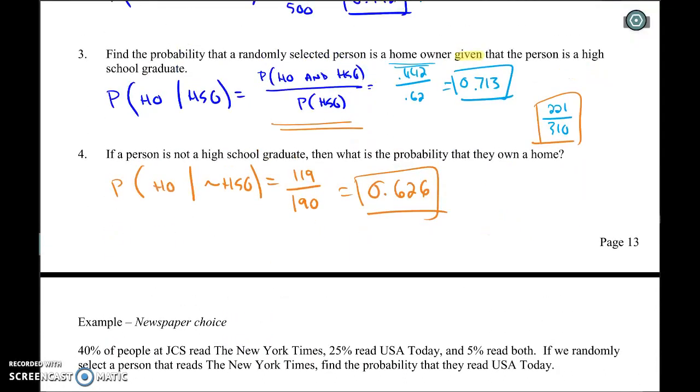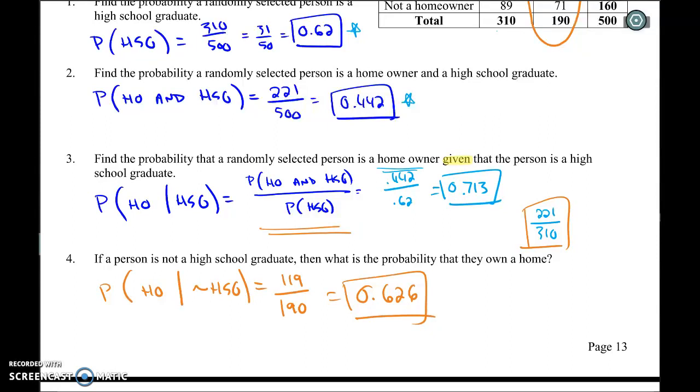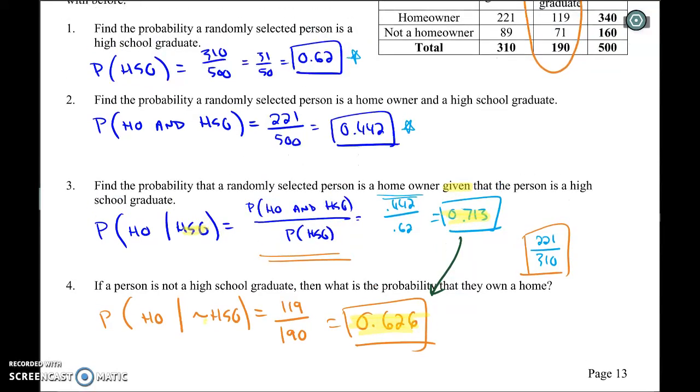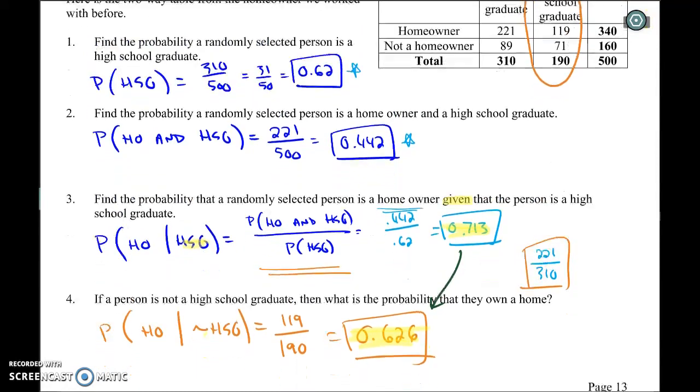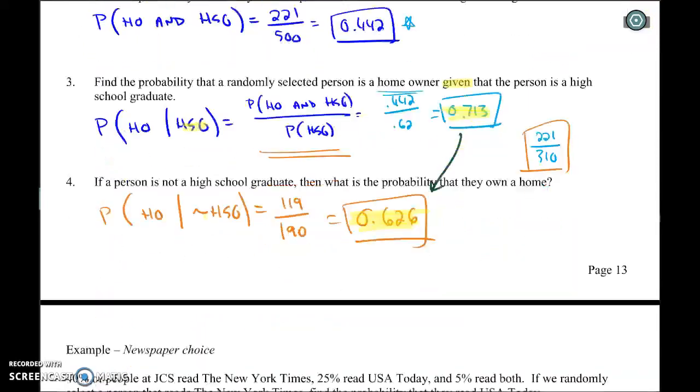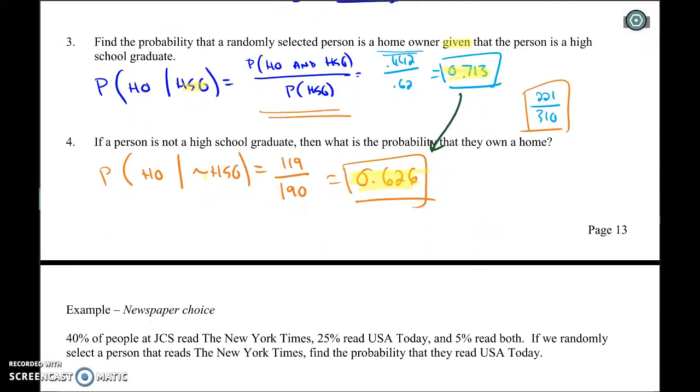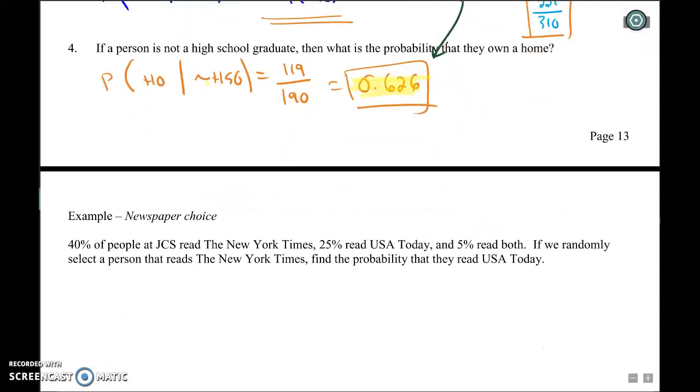I just feel obligated to comment. If you're a high school graduate, the probability that you own a home is 0.731. If you're not a high school graduate, the probability you own a home is 0.626. The fact that these two things are different tells you there's a relationship between home ownership and whether you graduated from high school or not. And we're going to call it something different here today. We're going to say these are not independent later on, but we'll wait for it.